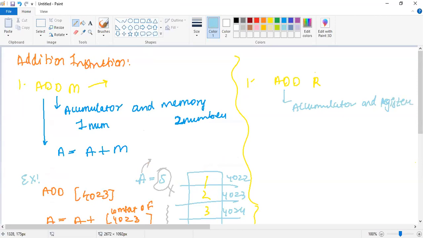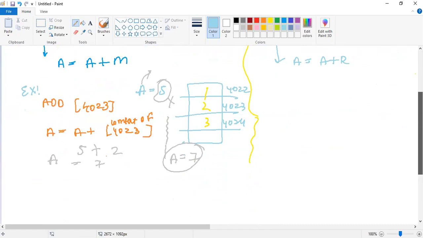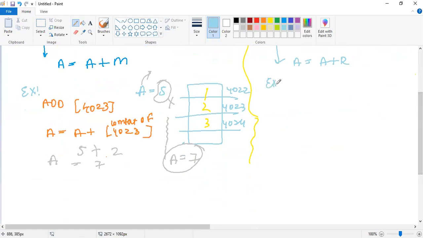And register. Okay. First number and second number. And this means what? A equal to a plus r. Same. Now, again, we have to give them an example.